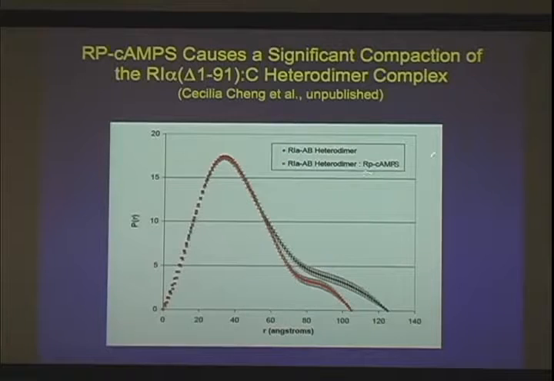And when we add RP cyclic AMPS, what we see is a contraction of the structure. This part of the P of R curve looks fairly similar, but we draw in some amount of volume closer in, to about 105. This experiment suggested that we might be able to do some time resolved studies, which we were interested in doing. There's a large enough change here.